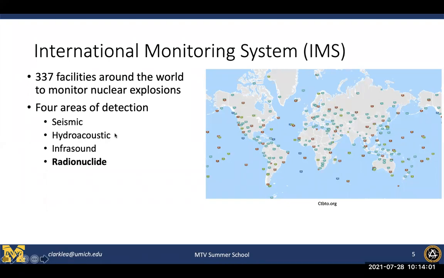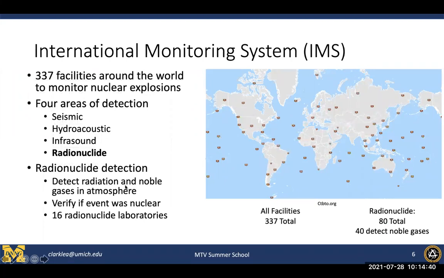Then we have hydroacoustic detection, and these stations listen for sound waves in water, in the oceans. And then we have infrasound stations, and these stations detect ultra low frequency sound waves that humans can't hear, but they are also emitted by large explosions. So these 3 detection systems are important because they determine if an explosion occurs, but the only one that can determine and verify if it was exactly a nuclear event is radionuclide detection.